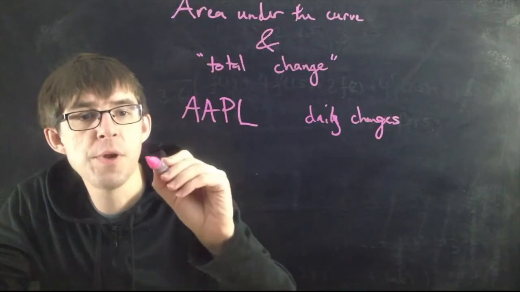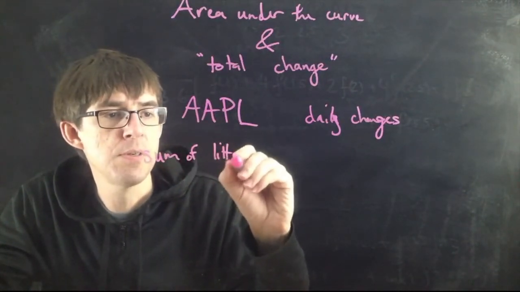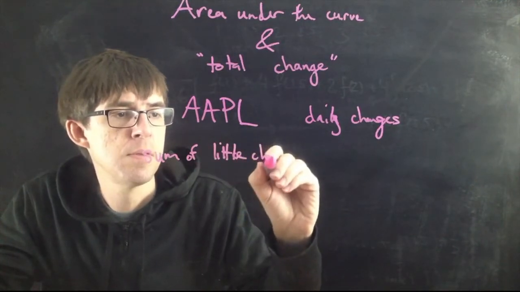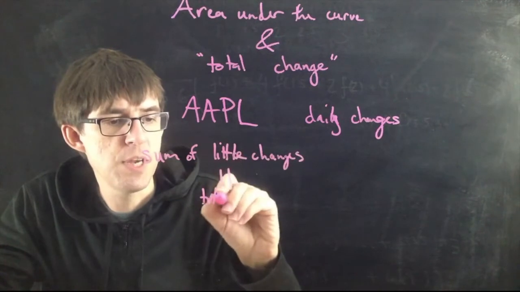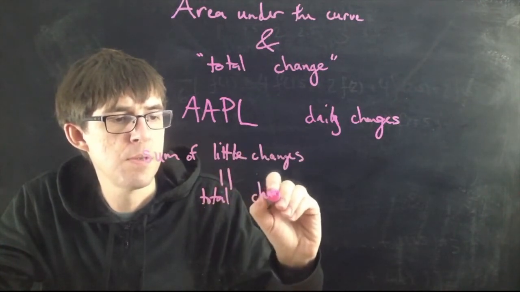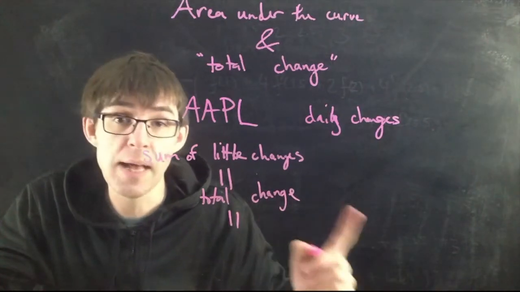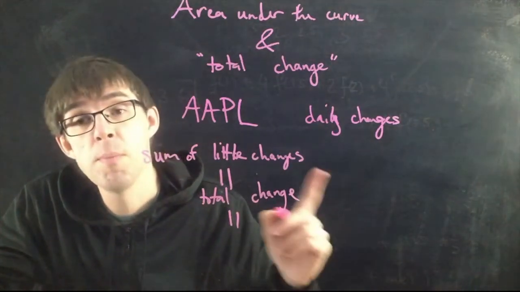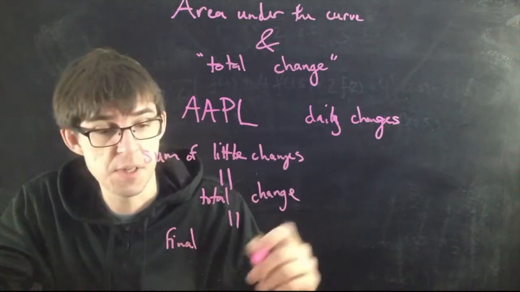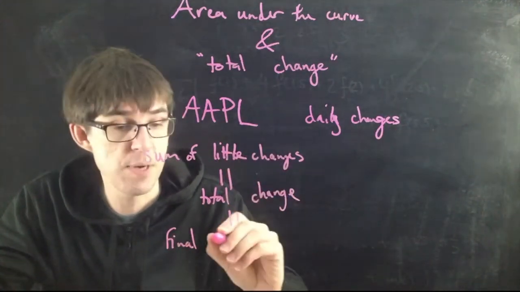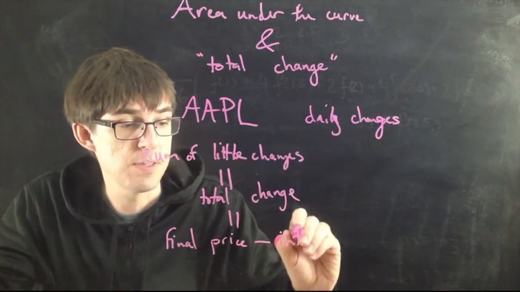So the moral of the story here is the sum of the little changes is equal to the total change. But the total change is also equal to just the final amount minus the initial amount. Or in the case of this, I'm talking about stock prices, the final price minus the initial price.